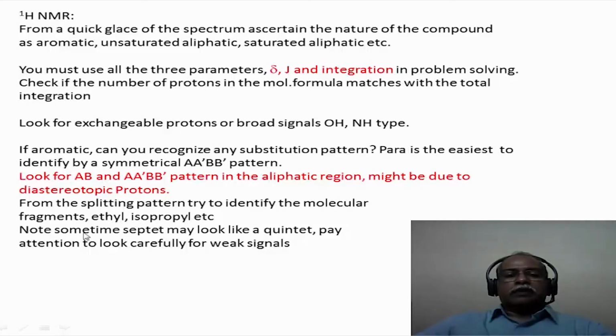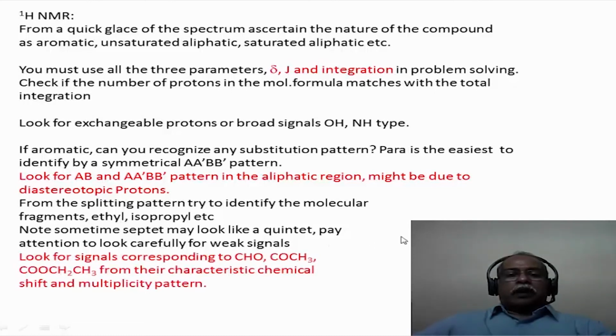Note that sometimes the septet may look like a quintet. Pay attention to very weak signals in the multiplet so that the end lines are not missed in the NMR spectrum. Also look for signals which would correspond to the CHO group, which will come around 9 to 10 or 9 to 11 ppm. The CH3CO peak, for example, will come around 2 to 2.5 ppm or so. COOC2H5 would come around 4.1 ppm or so. These are very characteristic chemical shifts and multiplicity patterns corresponding to certain functional groups, which should not be missed in the NMR spectrum.